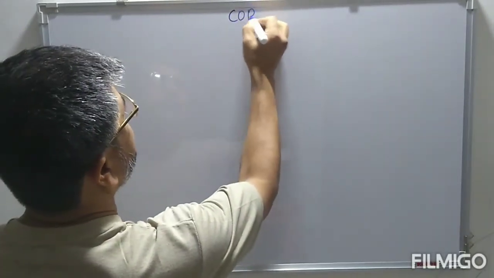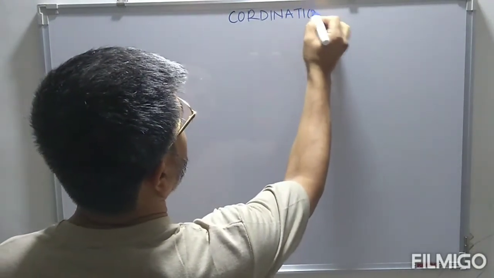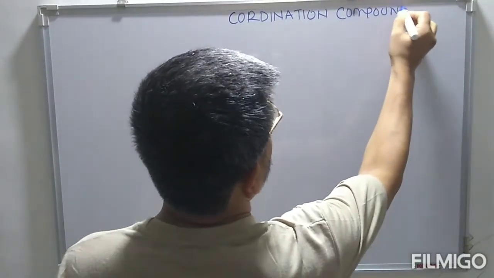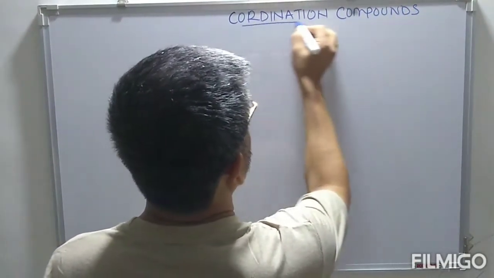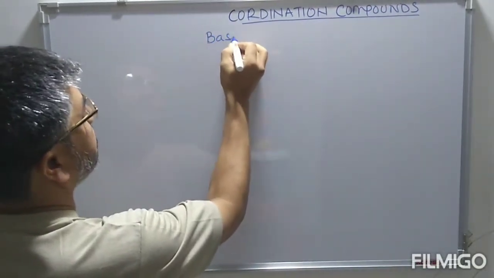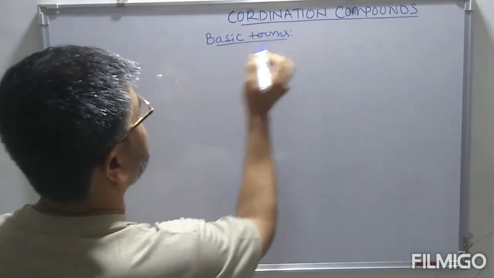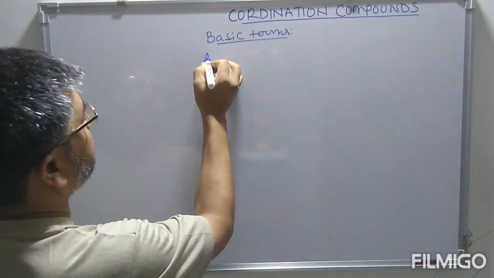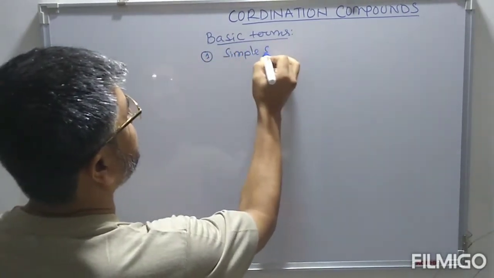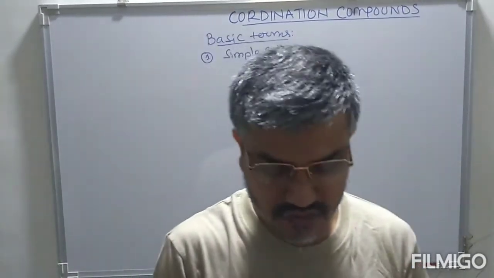So the chapter is coordination chemistry. Some basic terms. First of all, let's take up simple salt. What is the meaning of simple salt?